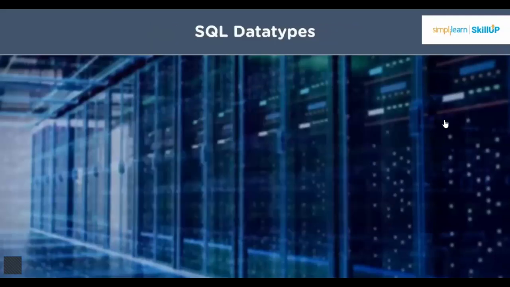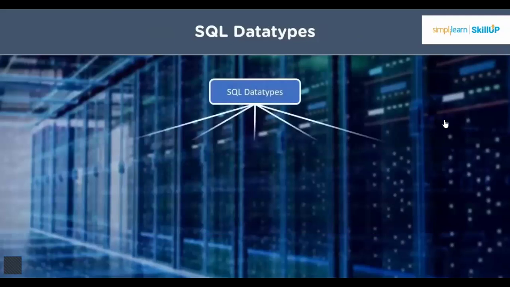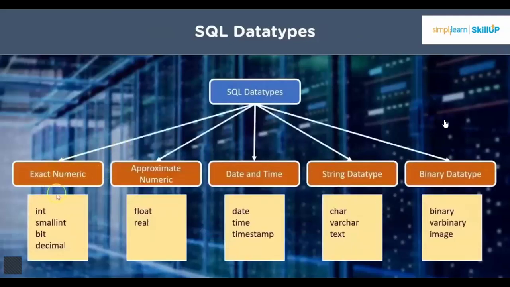Now talking about the various data types in SQL. We have exact numeric, which has integer, small int, bit, and decimal. Then we have approximate numeric, which are float and real. Then we have some date and time data types such as date, time, timestamp, and others. Then we have string data types, which include char, varchar, and text. Finally, we have binary data types, which have binary, var binary, and image.